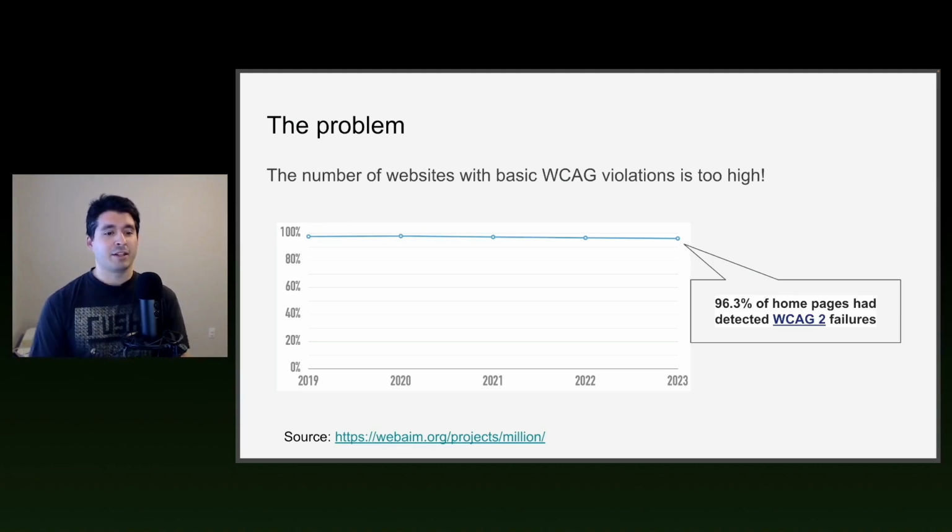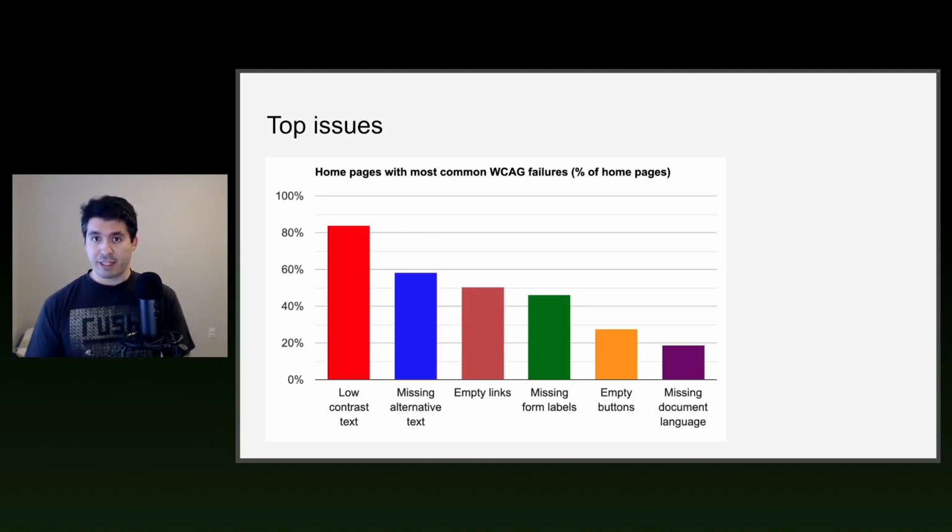Here's the problem at hand. According to this project, webaim.org/project/million, they have scanned the top million front pages of the internet, and in 2023, 96.3% of those pages all have had WCAG 2 violations. And in a few moments, we'll talk about what WCAG is. But among those violations include low contrast text, missing alternative text, empty links, missing form labels, empty buttons, and missing document language. Most of these, as you might imagine, are very solvable and highly preventable.